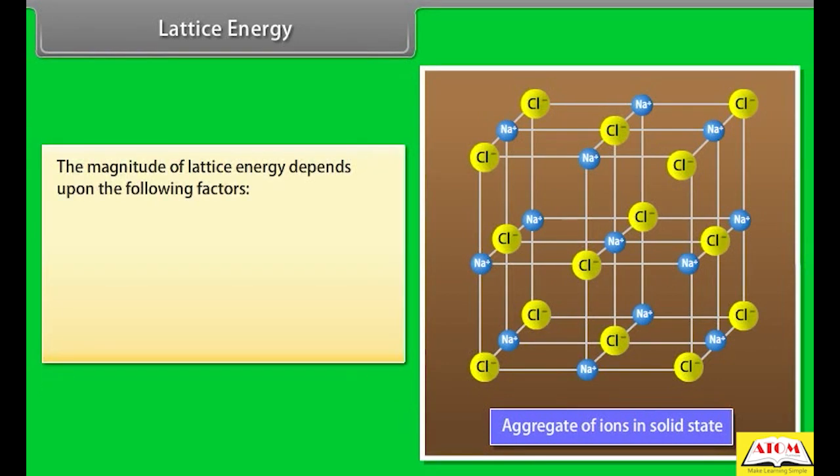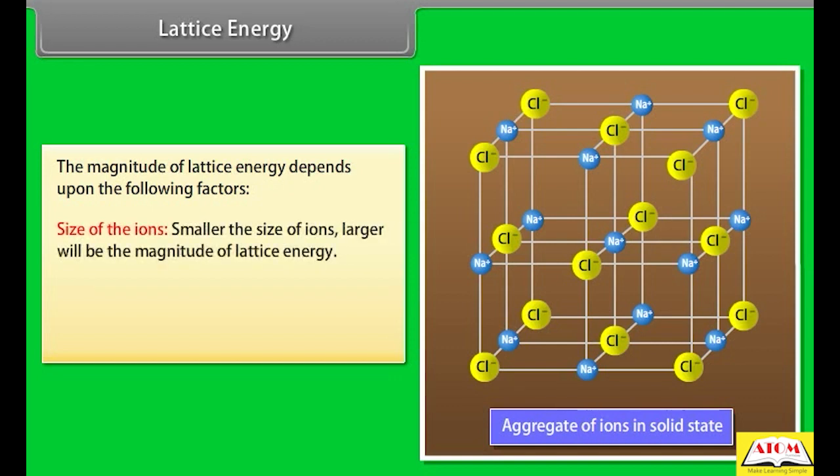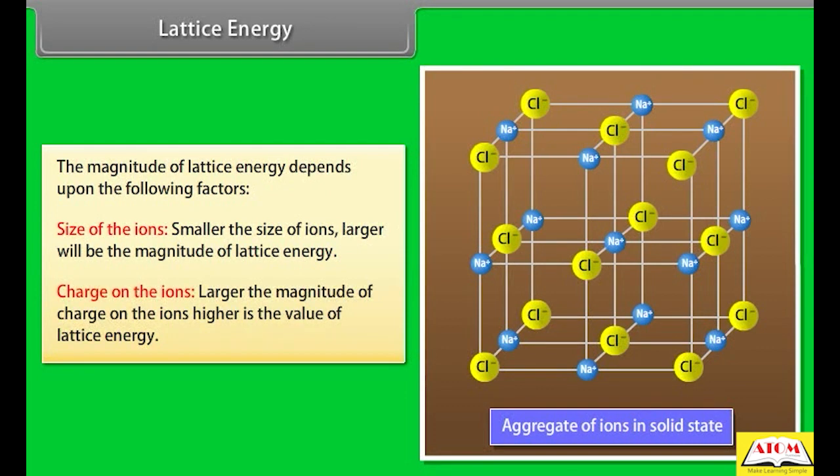The magnitude of lattice energy depends upon the following factors. Size of the ions. Smaller the size of ions, lesser is the internuclear distance and greater will be the interionic attraction. Hence, larger will be the magnitude of lattice energy. Charge on the ions. Larger the magnitude of charge on the ions, greater will be the attractive force and higher is the value of lattice energy.